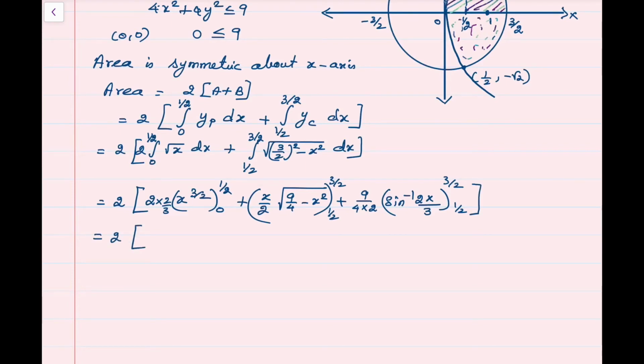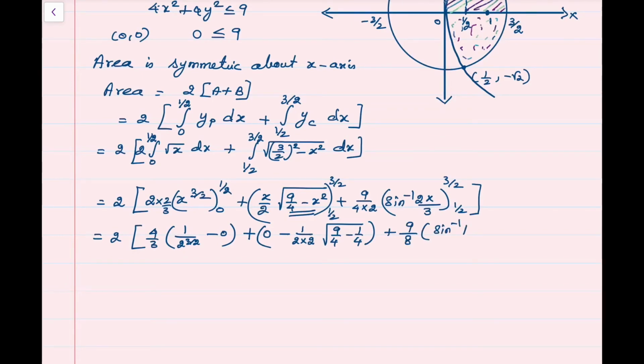Two times 4 by 3 times half power 3 by 2, that is 1 divided by 2 power 3 by 2, and the lower limit is 0, plus the upper limit will be 0, 9 by 4 minus 9 by 4, and the lower limit is half divided by 2 times root of 9 by 4 minus 1 by 4 plus 9 by 8 times sine inverse of 1 minus sine inverse of 1 divided by 3.